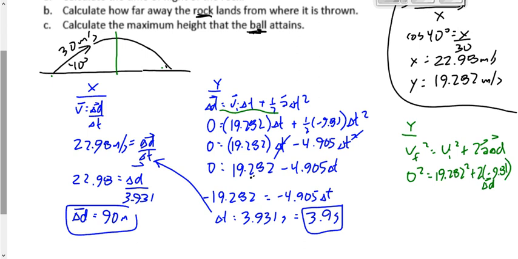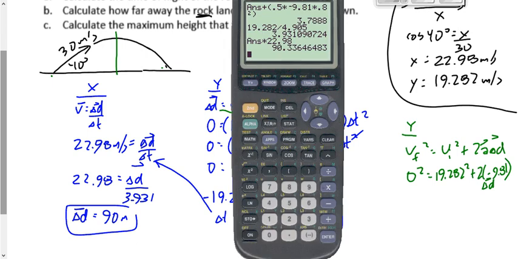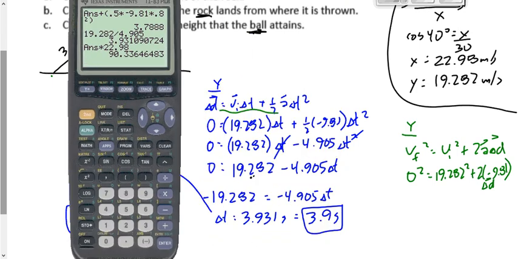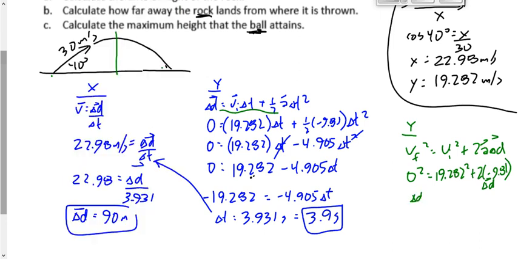Okay, so now let's solve for that. 19.282 squared comes to the left side by subtracting. Then we divide by 19.62, which is 2 times 9.81. 18.9 meters, 19 meters. So the maximum height is 19 meters. We good with that? Yes?